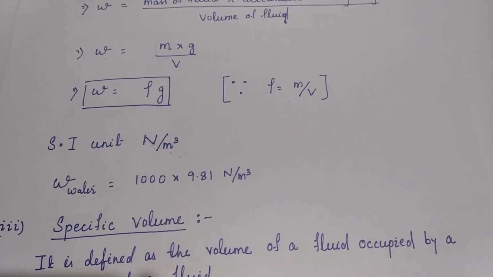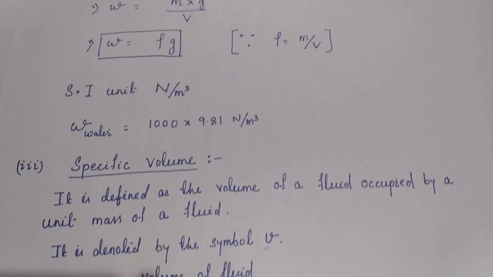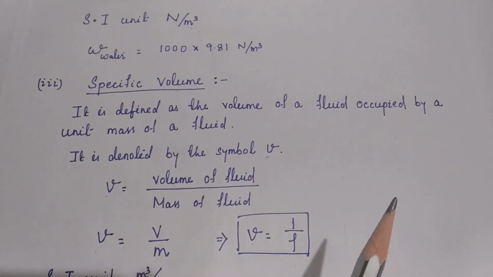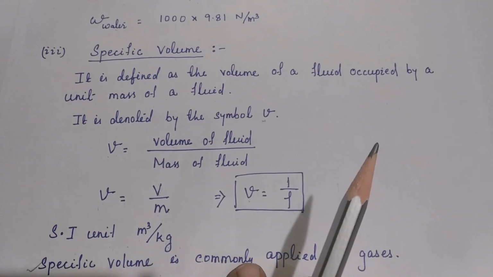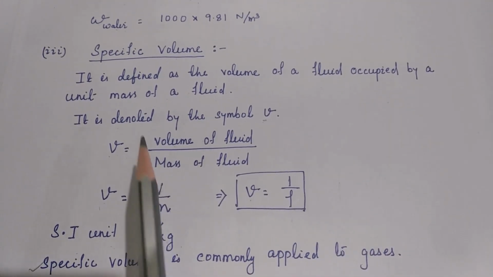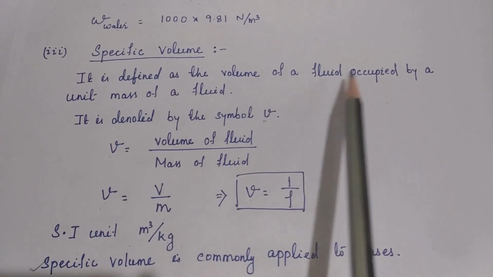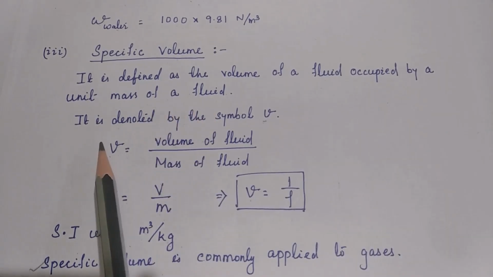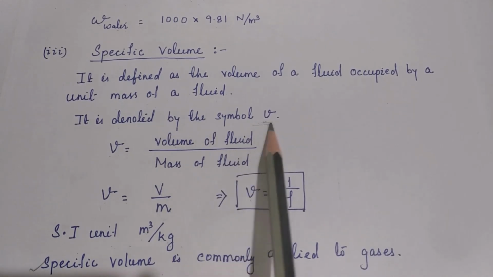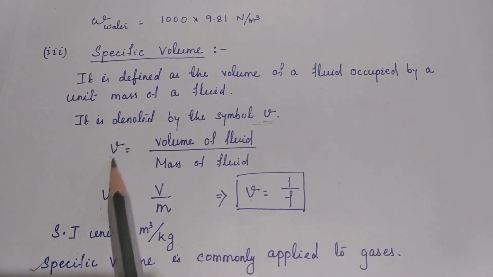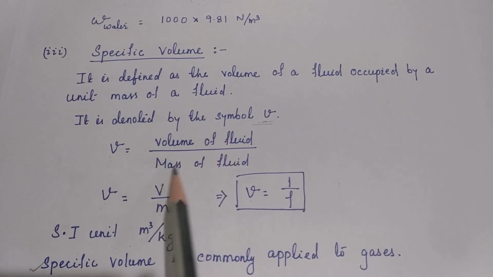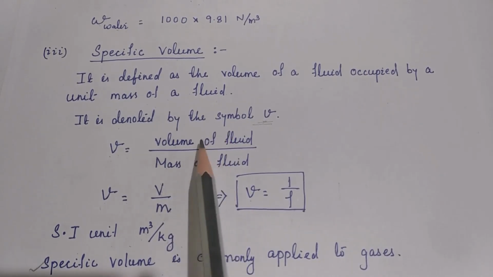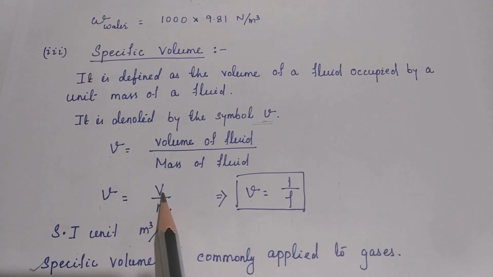Next we will discuss specific volume. Specific volume is defined as the volume of a fluid occupied by a unit mass of the fluid. It is denoted by the symbol small v. So small v equal to volume of fluid by mass of fluid. Volume of fluid is denoted with capital V and mass of fluid is m.